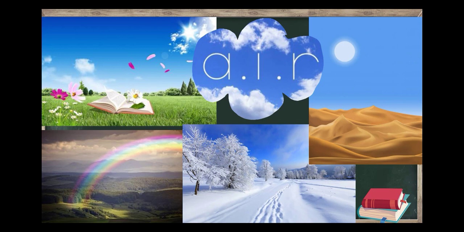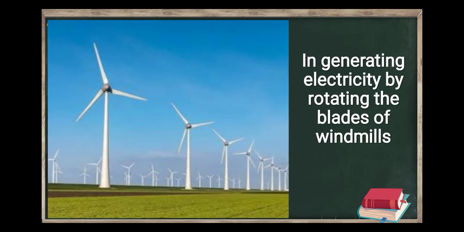Now, the major use of air or the major importance of air is that air helps in the change of weather. Air is the major reason behind the changing weathers. Air also helps in generating electricity by rotating the blades of windmills. So, moving air, which is called wind, helps in rotating the blades of windmill, which helps to produce electricity.